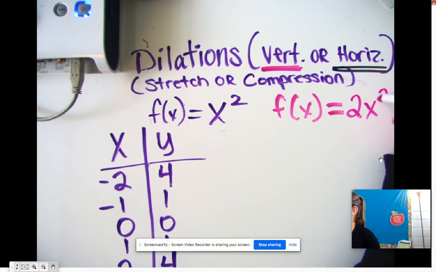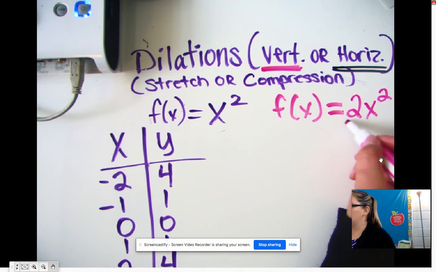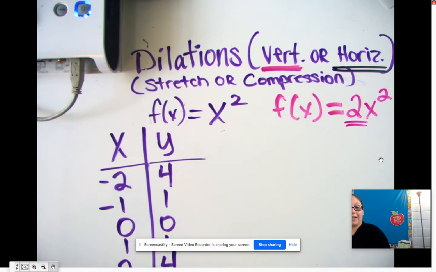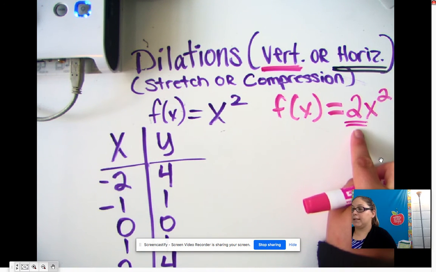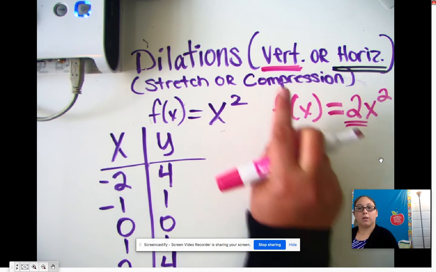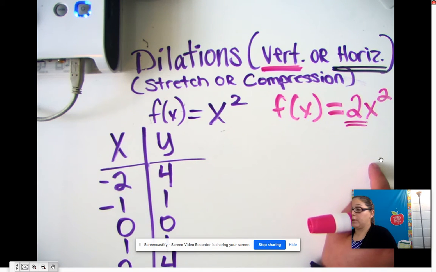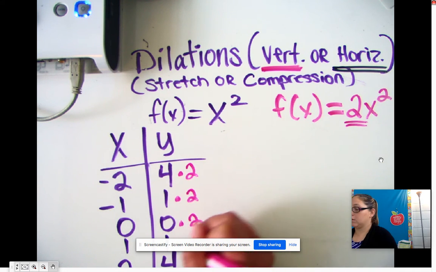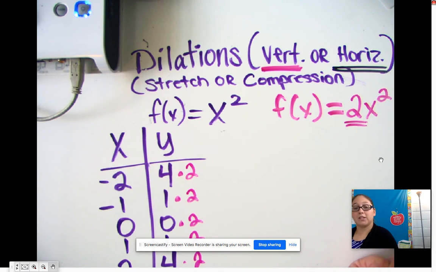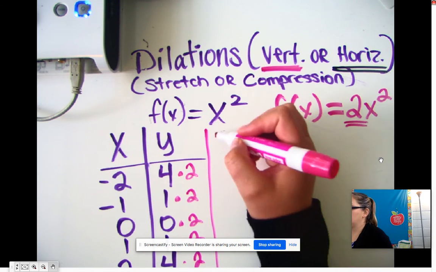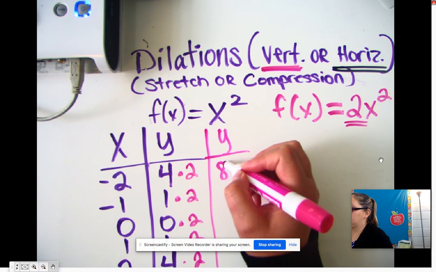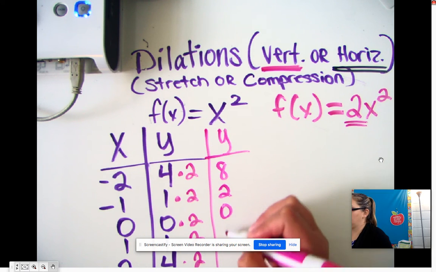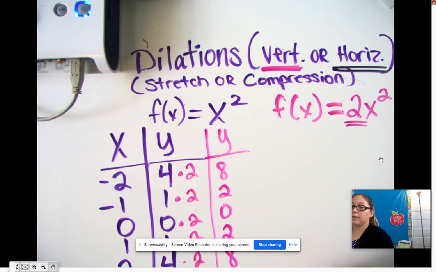So let's say we have 2x squared. This 2 is on the outside, so that's an a value. What that means is it's going to be a vertical dilation of 2. So we're going to take the y values and multiply them by 2. And so my new y values are going to be 8, 2, 0, 2, 8. My x values stay the same.